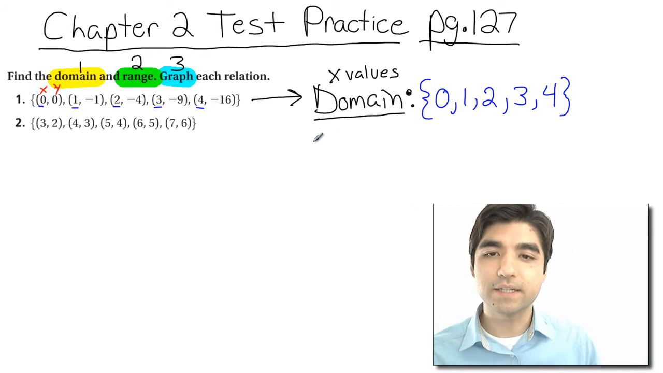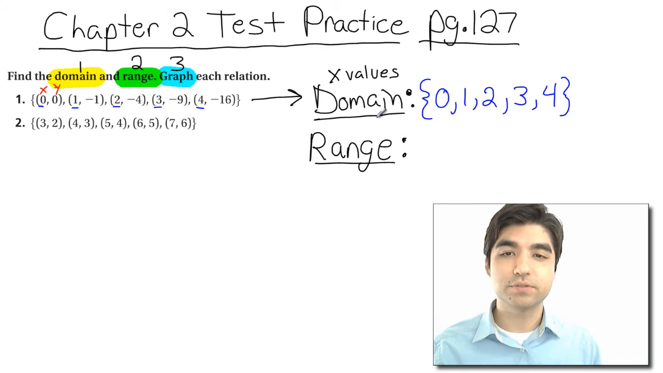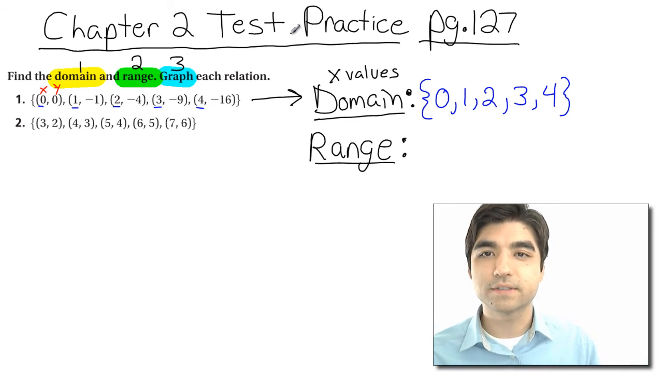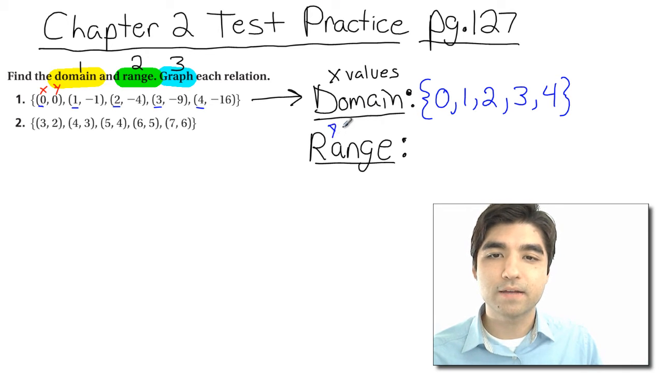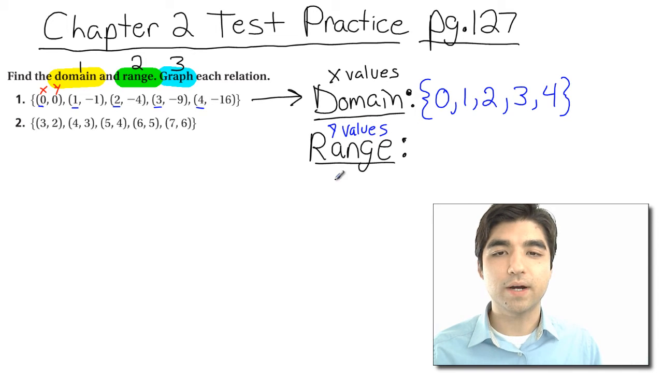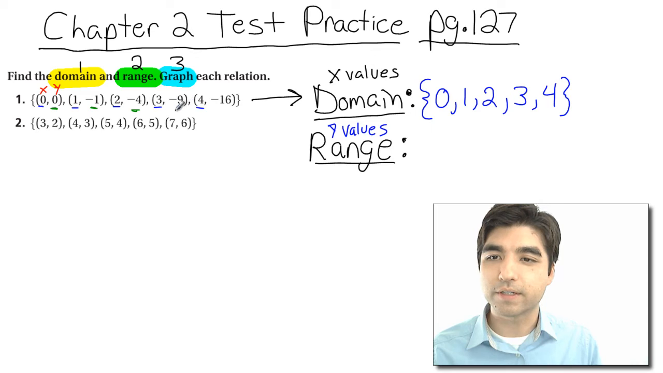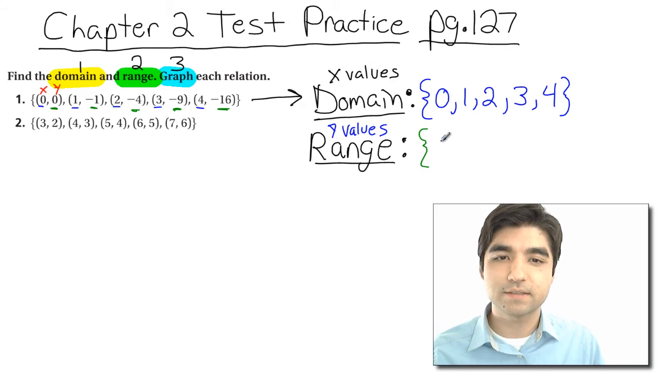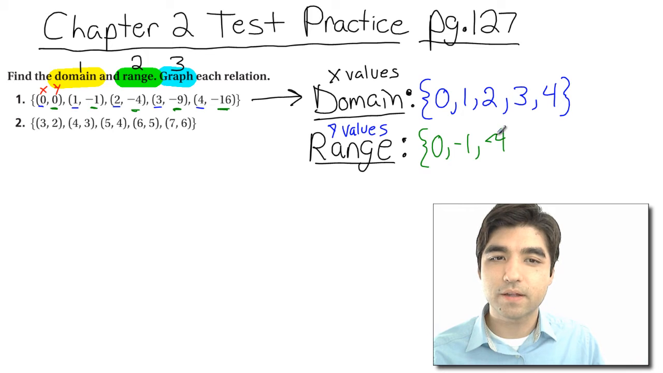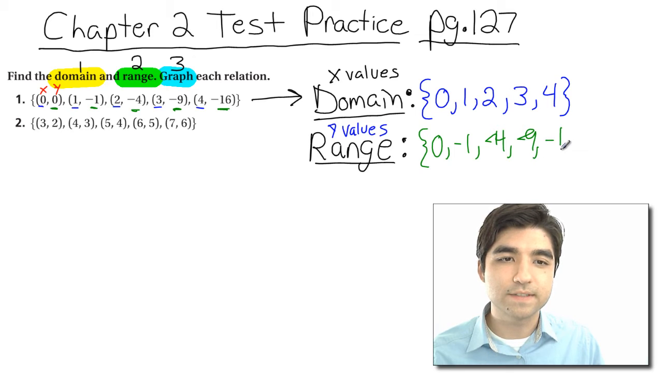So then the next part is the range. And the range wants us to list all the y values. So this is going to be y, all the y values. So in our list of values, it's the 0, -1, -4, -9, and then -16. So again, draw your little curly braces and put 0, -1, -4, and -9, whoops, and -16.